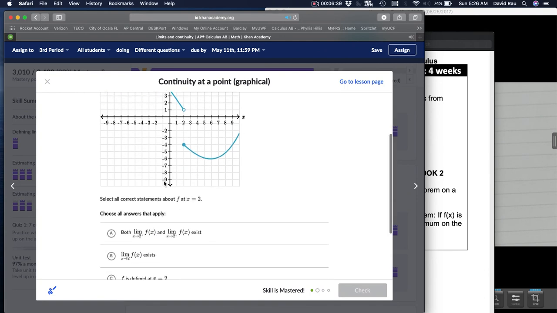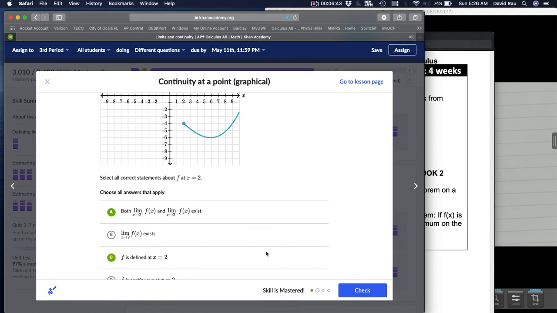Alright, this is the same as we saw before. The left and right hand limits agree. The general limit does not exist, but it is defined at 2.